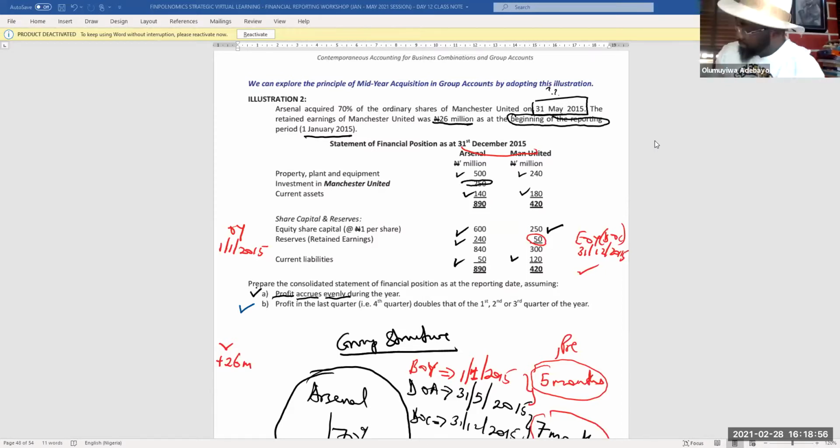Which means the clarity here is that profit accrues evenly between first, second, and third. Exactly. But since they accrue evenly, any of them you pick, when you compare it with the fourth quarter, that of the fourth quarter will be twice of it. Is that not what it is? Yes. That is it. We need to open our mind to all of those details. Otherwise, we might miss it out. Now, if that is the case, let us now go back.